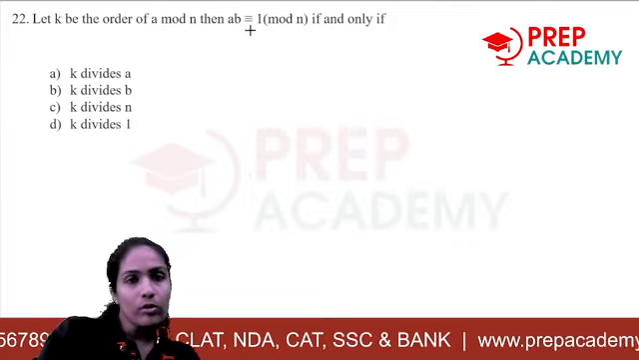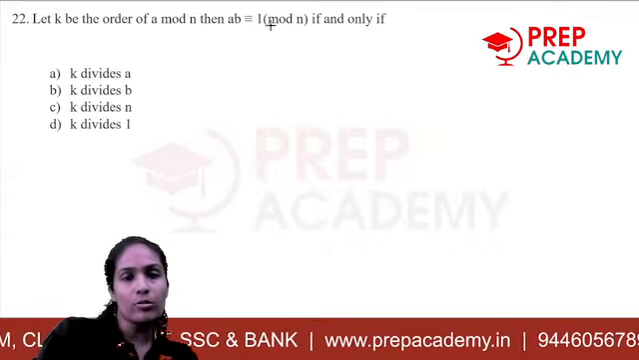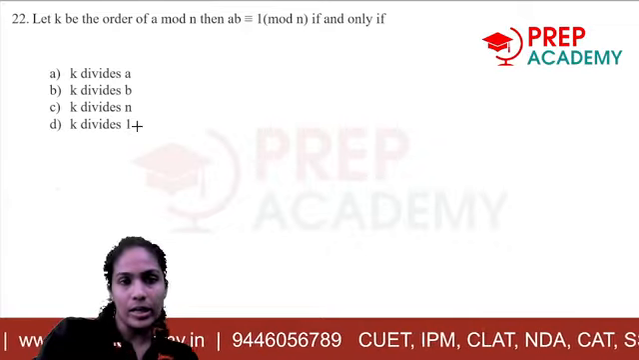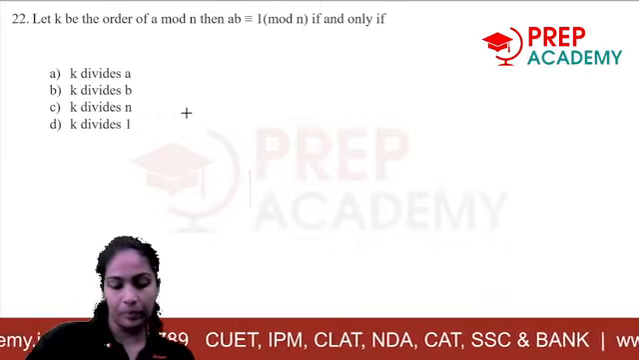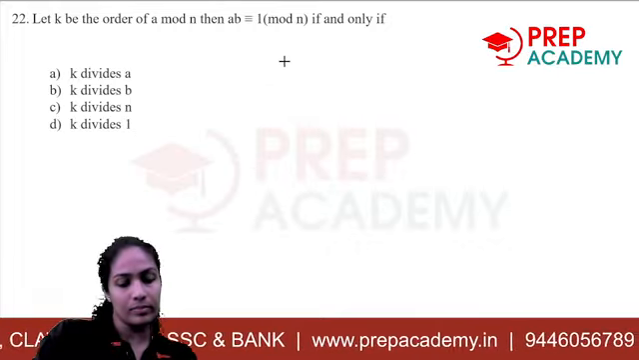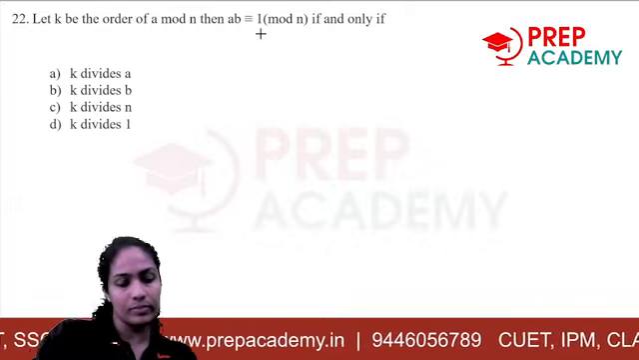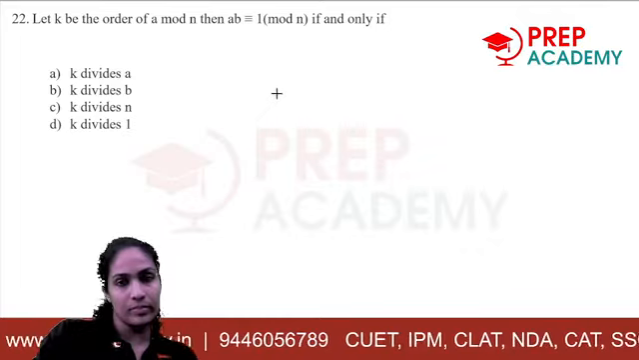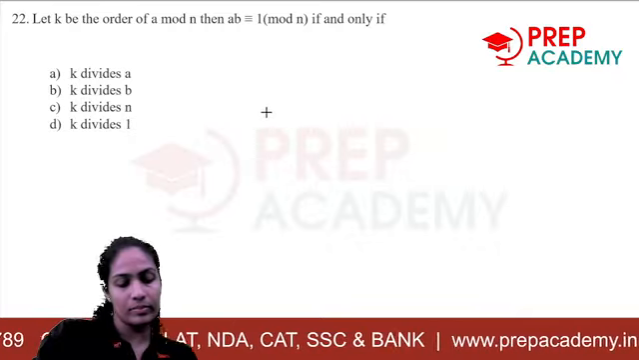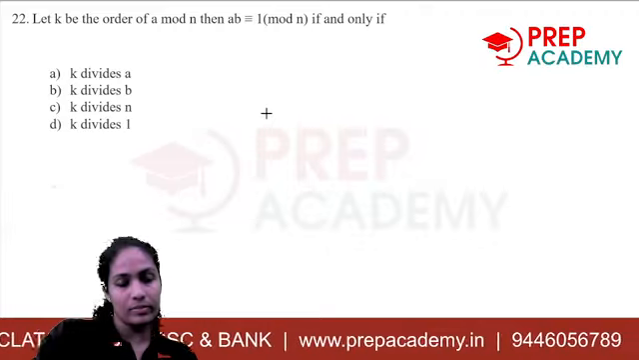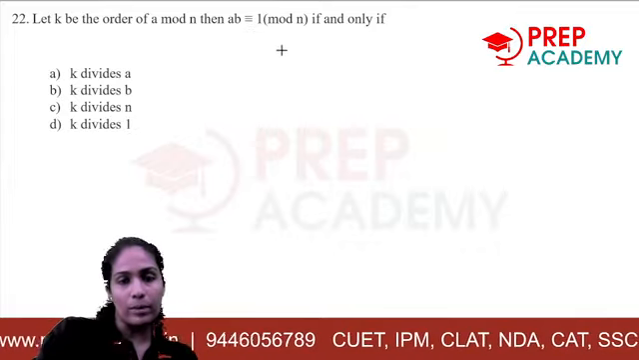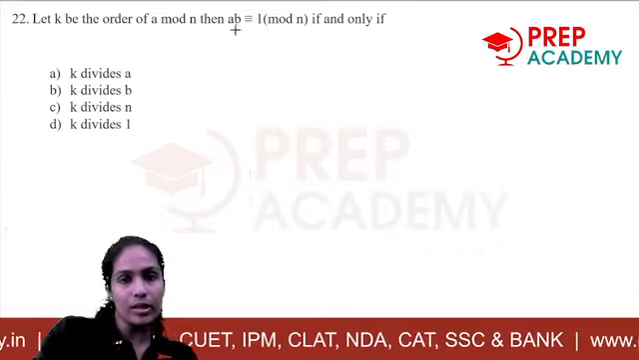Question. Let k be the order of a mod n, then ab congruent to 1 mod n if and only if. Option A, k divides a, k divides b, k divides n, and option B, k divides 1. It is given that ab is congruent to 1 mod n. Now we need to find the necessary and sufficient condition to satisfy this assumption.